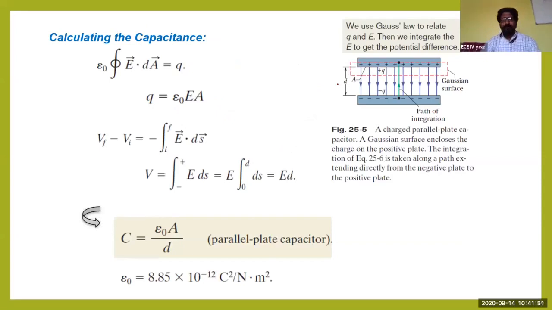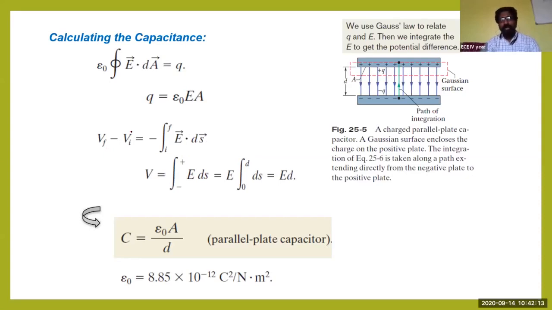Calculation of the capacitance has been done. This is for a non-uniform field. This particular integration has been done for a non-uniform field, where Q equals the integration of E into dA, and therefore Q equals epsilon naught E A. And this is the difference between the two potentials, Vf, the final potential, and Vi, the initial potential.